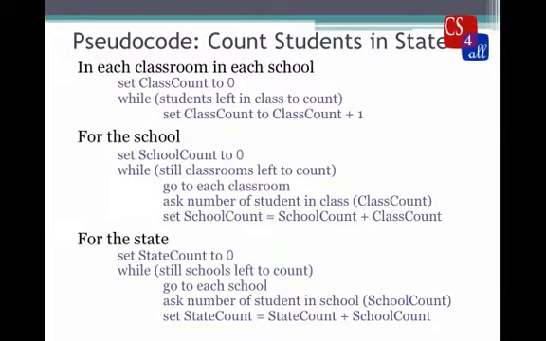Then for the state, you would set the state count to be 0. And while there's still schools left to count, you would go to each school and ask them how many students are in that school, or ask them for their school count. Then you would set the state count to be the state count plus the school count. And you repeat that for all the schools in the state.